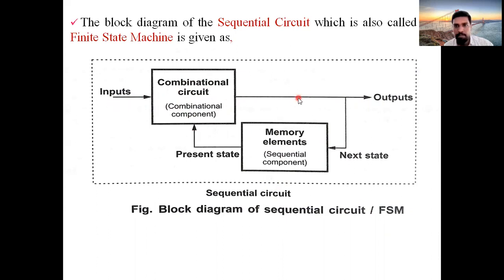N number of inputs, M number of outputs. If you take the inputs and the output depends only on the present inputs, it is called a combination circuit. So for the same combination circuit, if you link a feedback with a memory element, you call this entire circuit a sequential circuit. You can say a sequential circuit is equal to a combination circuit plus a memory element. The combination of the combination circuit and memory elements together will be called a sequential circuit.